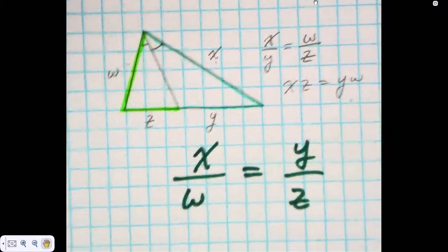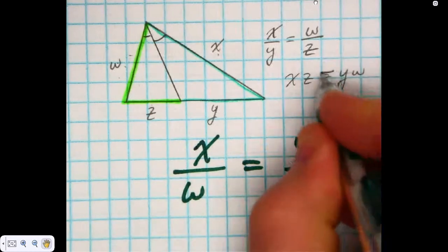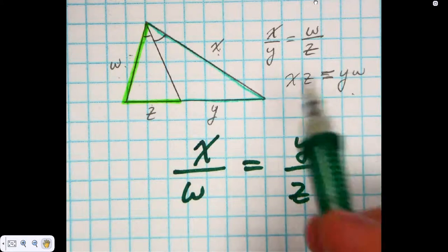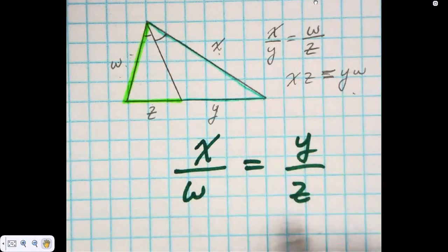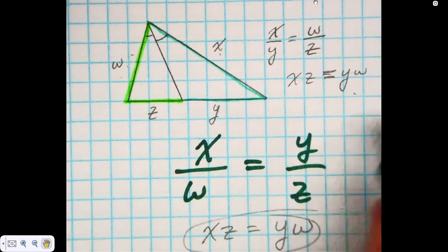Now, how do you know these are the same? If you ever get caught where you can't remember, you're in a test and you think, wait, is that right or is that right? I know this is right. Cross multiply and see if it's the same thing. What do you get here? XZ equal to what? WY, right? But isn't that the same thing as what? And aren't these the same?